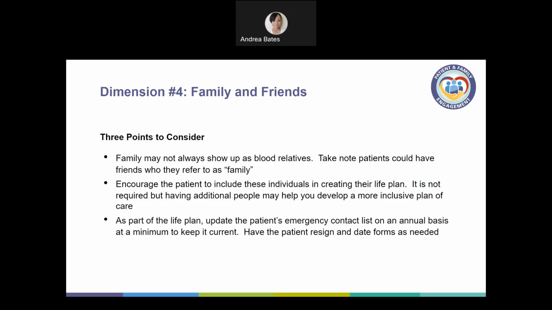This last point, I believe, is something that can be overlooked at times. However, people's lives change, they may have some life-changing events, and making sure that your facility has the correct people to contact is very imperative. Also, on the opposite end of the spectrum, it's important to remove people that maybe the patient doesn't want you to contact anymore.